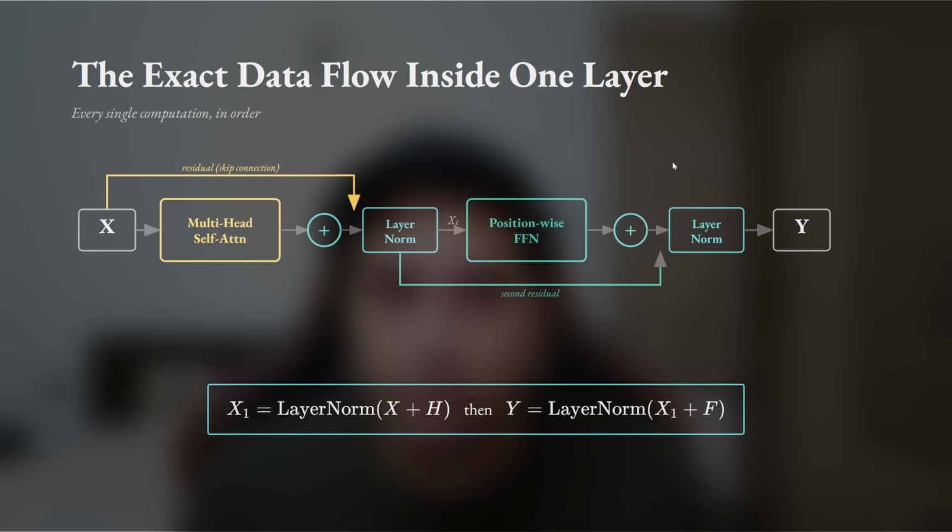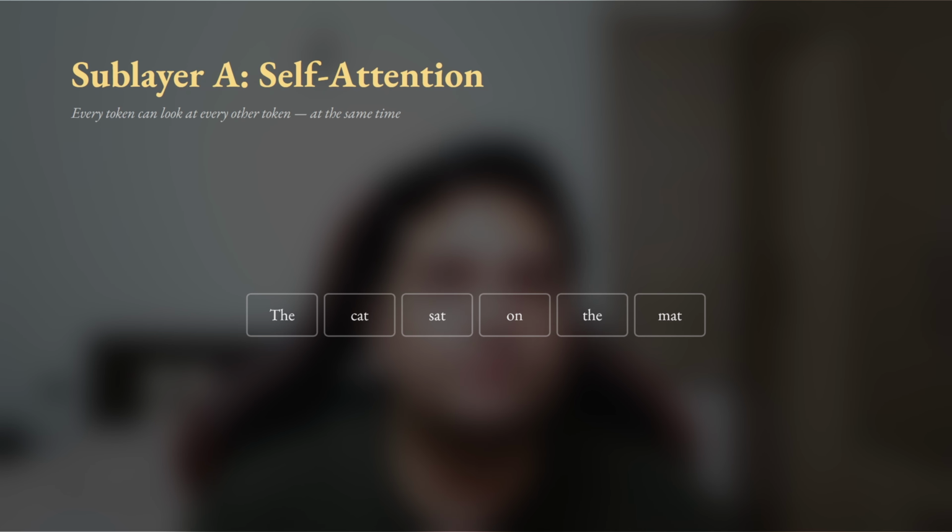The two formulas at the bottom capture the entire pipeline in compact form. X1 equals LayerNorm of X plus H: add the bypass X to the self-attention output, that is H, and then normalize it. Y equals LayerNorm of X1 plus F: add the bypass X1 to the feed forward output F and then normalize again. Two formulas, two sublayers, and the structure of the full layer is complete.